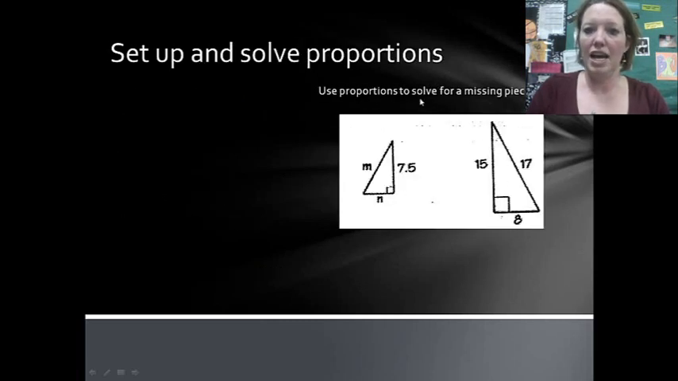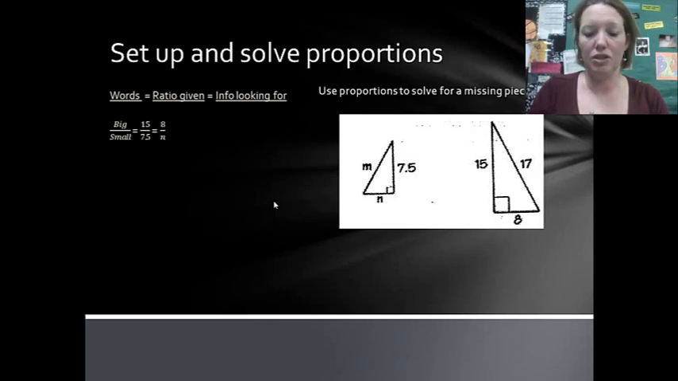Right, now we're going to use proportions on similar figures to find a missing piece. And in this case, we're going to be looking for n. So, words, the ratio given, the info looking for. So, again, big over small. So I chose 15 off the big one. The corresponding side would be 7.5 on the small one. Then since I'm looking for n on the small one, I know I need to use 8 on the big one and then n on the bottom.